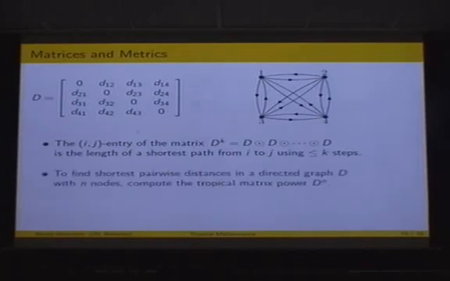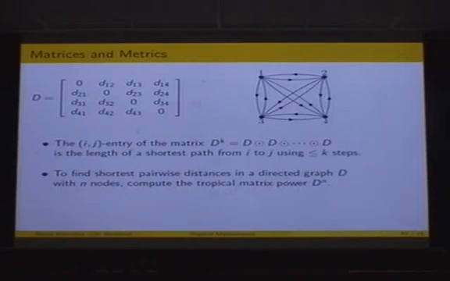So that's nice. If we have a directed graph with n nodes, then to find shortest pairwise distances, it's enough to go up to power D to the n. So if you have n cities, you don't have to go to a higher power. Otherwise, you fly in a circle, which the airlines would like you to do. But since the costs are positive here, you don't have to do that as far as cheapest flights are concerned. So these are matrices and matrix power. Tropical matrix multiplication can be interpreted as finding shortest paths.